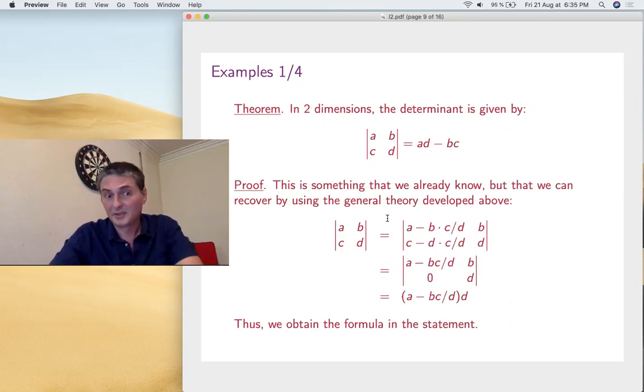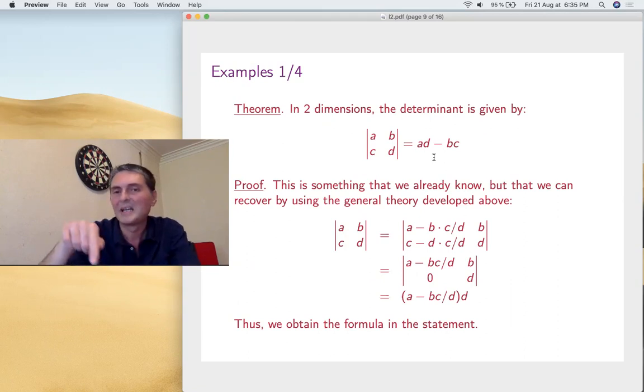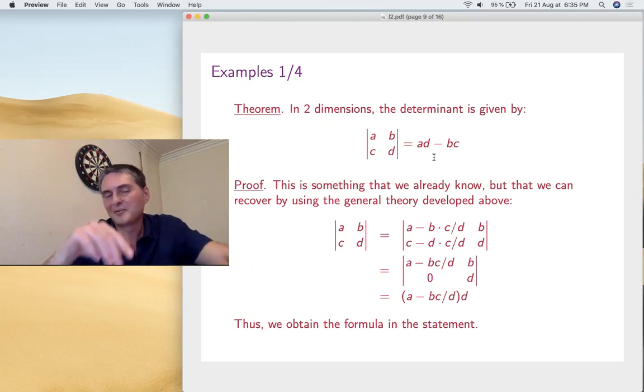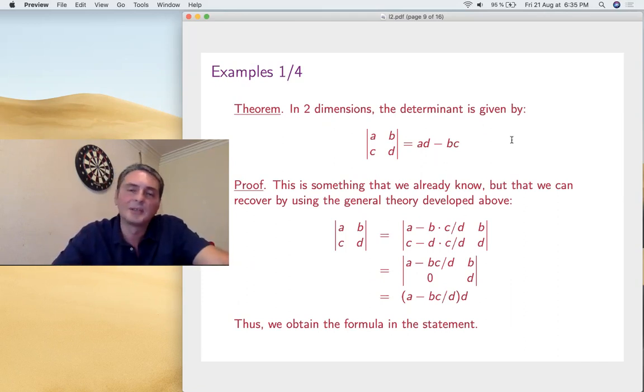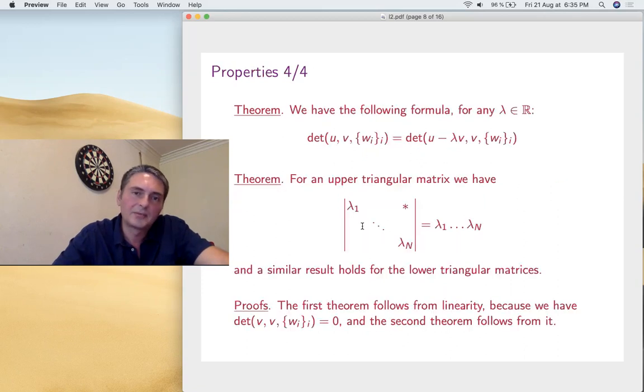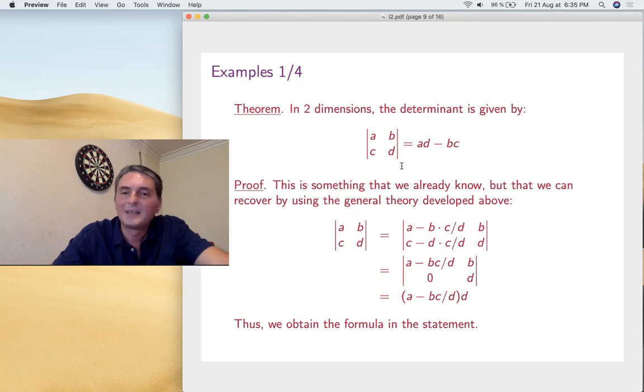Now let's see some explicit examples. Now we have a lot of theory. So in 2 dimensions, of course, it's AD minus BC. That's something that we know by geometry, by that puzzle method. But now, as an illustration for this theory, we can also recover it. This thing here is quite powerful. So let's subtract from AC a suitable multiple of BD. The factor lambda should be C over D, because if you put this factor, you get a zero here. Now it's upper triangular, so it's a product here. So you get AD minus BC.